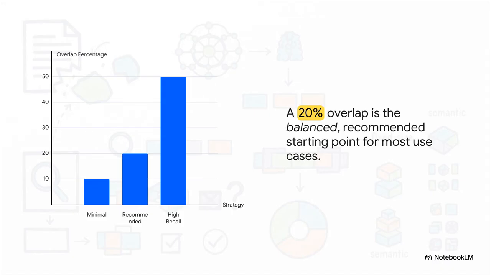So the big question, how much overlap should you actually use? Well, 10% is pretty minimal. 50% will give you incredible recall, but it's going to cost you more in storage and processing time. So here's the key takeaway. A 20% overlap is the sweet spot. It's the balanced recommended starting point for most projects.